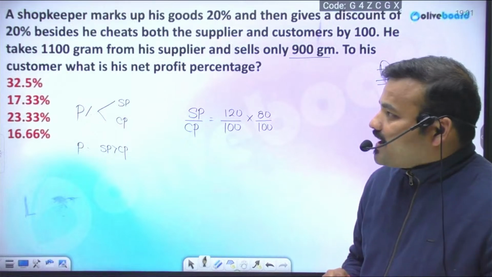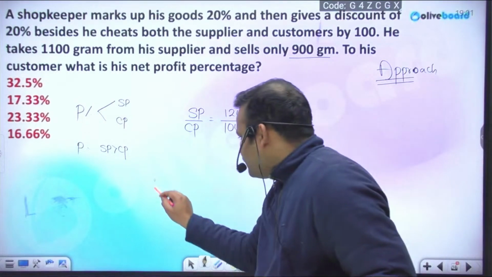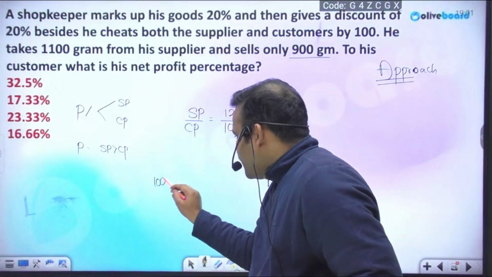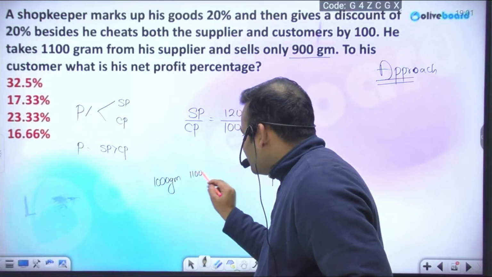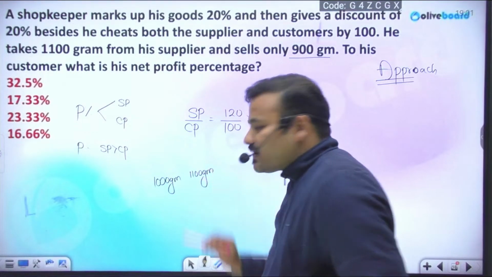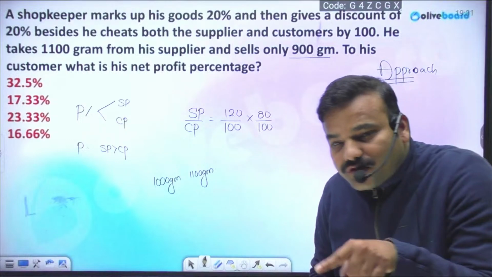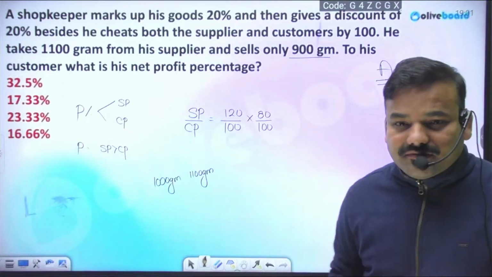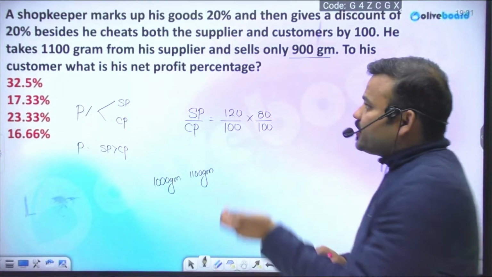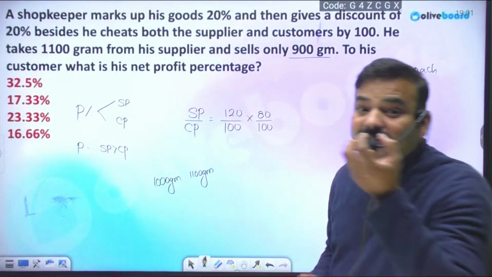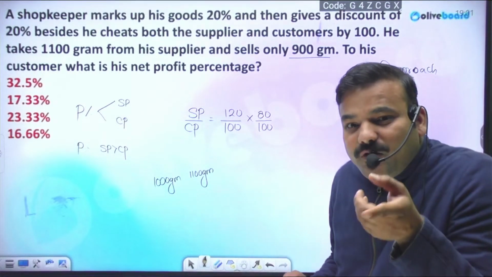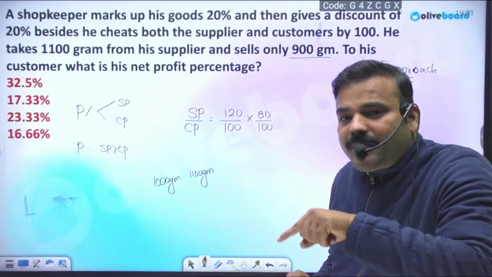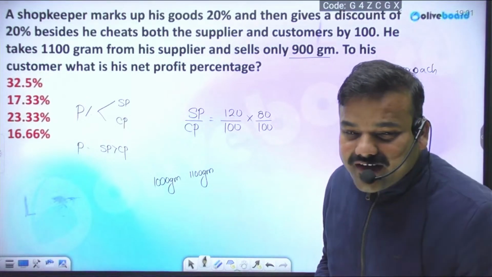Now to the supplier, instead of 1000 gram, he is bringing 1100 gram from the supplier. He is defrauding both the supplier as well as the customer. To the supplier, what he is doing is bringing 1100 gram instead of 1000 gram. By doing so, this particular shopkeeper will be making a profit.